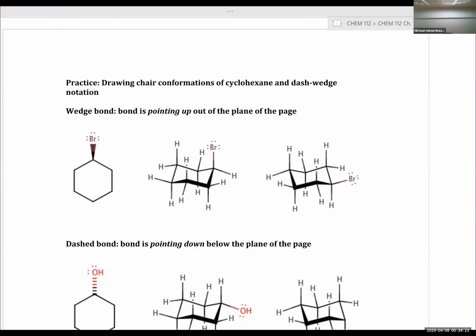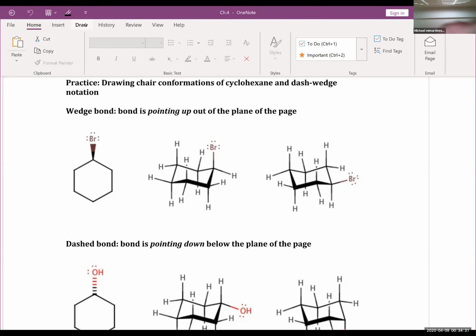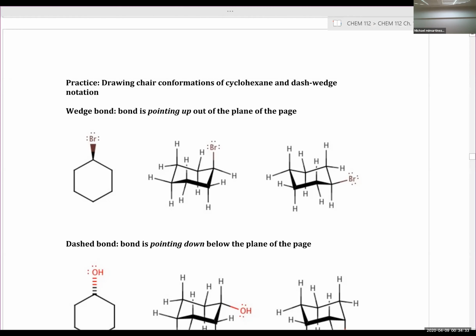And what we're going to practice today, what we're going to do a lot of practice of, is drawing chair conformations of cyclohexane using dash wedge notation. Now, it's really important that we do not conflate dash wedge with axial or equatorial. So when you see this wedge, it means our bond is pointing up out of the plane of the page. So for example, if our page was a piece of paper, the wedge bond is going out of the plane of the page. So it's pointing up out of the page towards us.